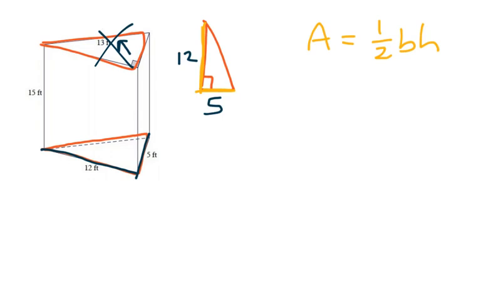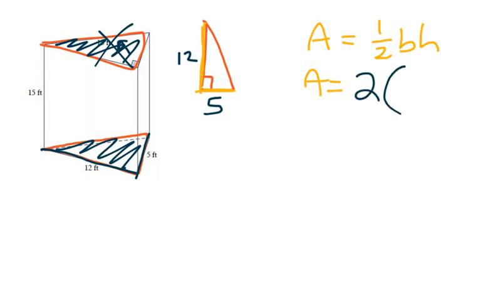When I look at the prism again, it's important to remember that I actually need 2 of these triangles because there's one here and there's one here. So to find the area of these 2 surfaces, I'm going to do A equals, I'll put the whole thing in parentheses because there are 2 of them, and I have 1/2 times 5 times 12. And when I multiply all of that together, that gives me a grand total of 60 square feet.